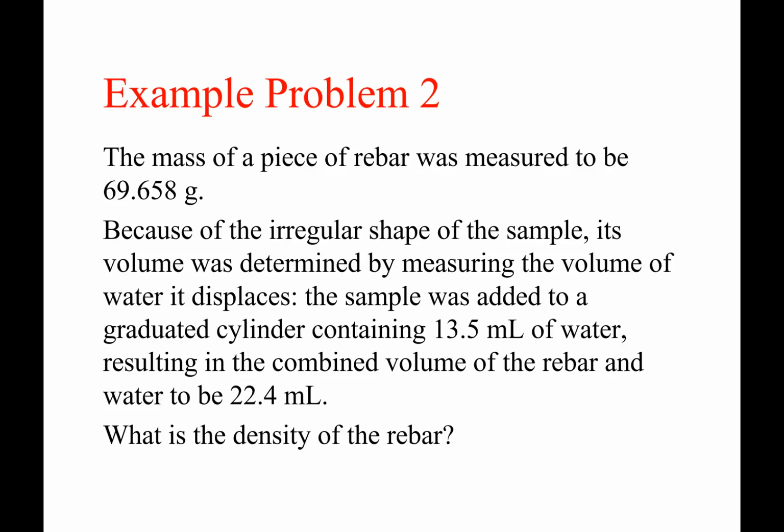So we know the mass of this rebar, and it says that without the rebar, the volume of water in the graduated cylinder was 13.5. You plunk in the rebar, make sure there are no bubbles, and it displaces the water, now it's up to 22.4. So how can you get the volume of the rebar? Just subtract. Yep, that's exactly what we're going to do. We're going to subtract these to get the volume, and we're given the mass.